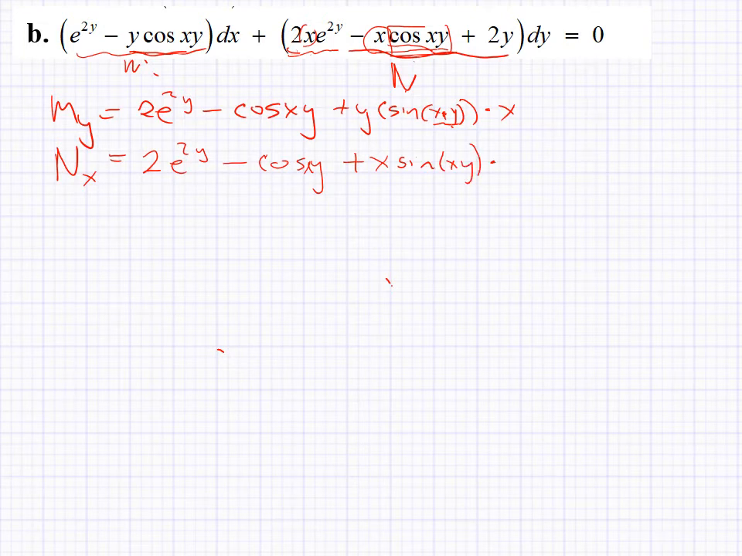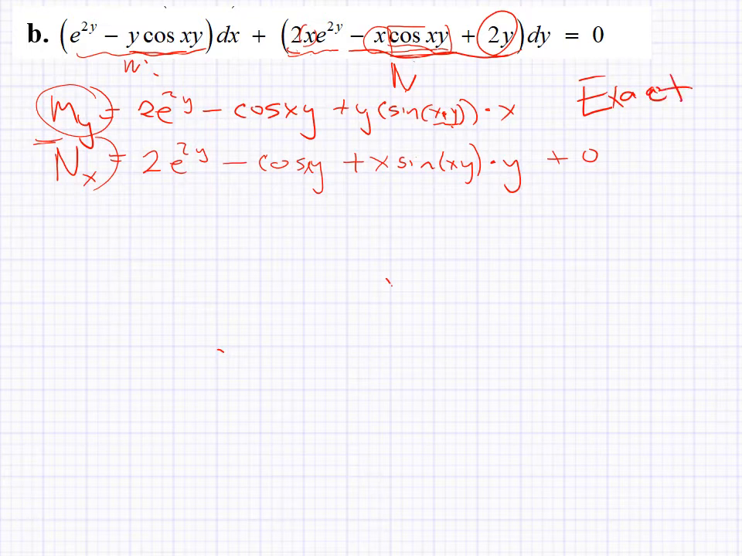Then I have to take the derivative of the inside with respect to x, which would give me y. And then this third piece with respect to x would just give me 0. Well, taking a look at these two functions, they are the exact same thing. I mean, these two functions are the same. Since they equal each other, this is an exact differential equation.